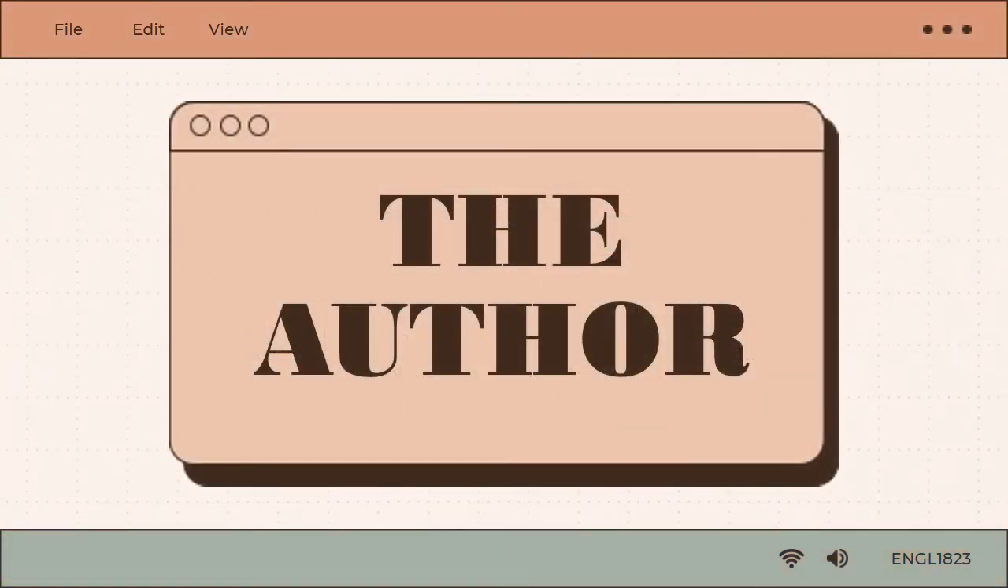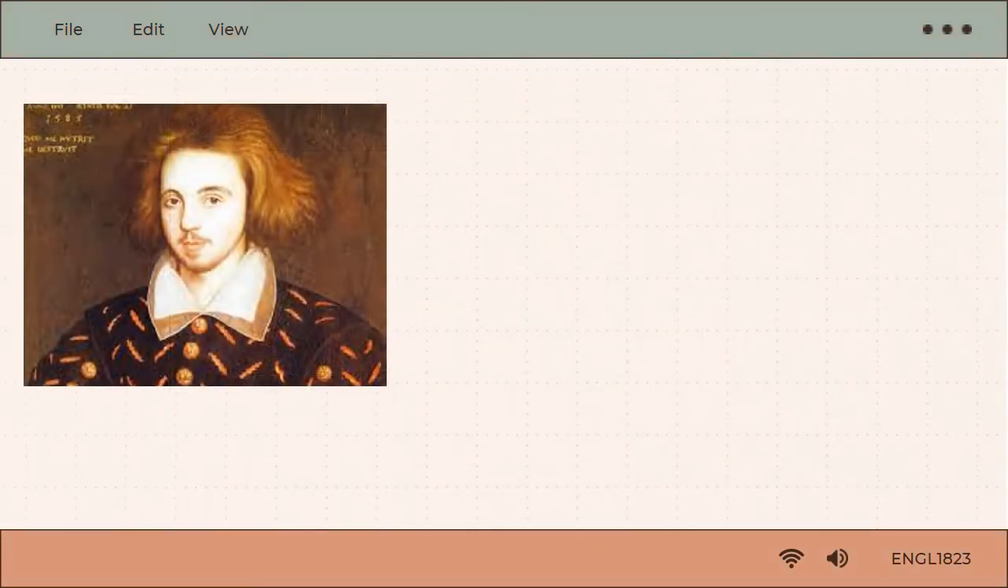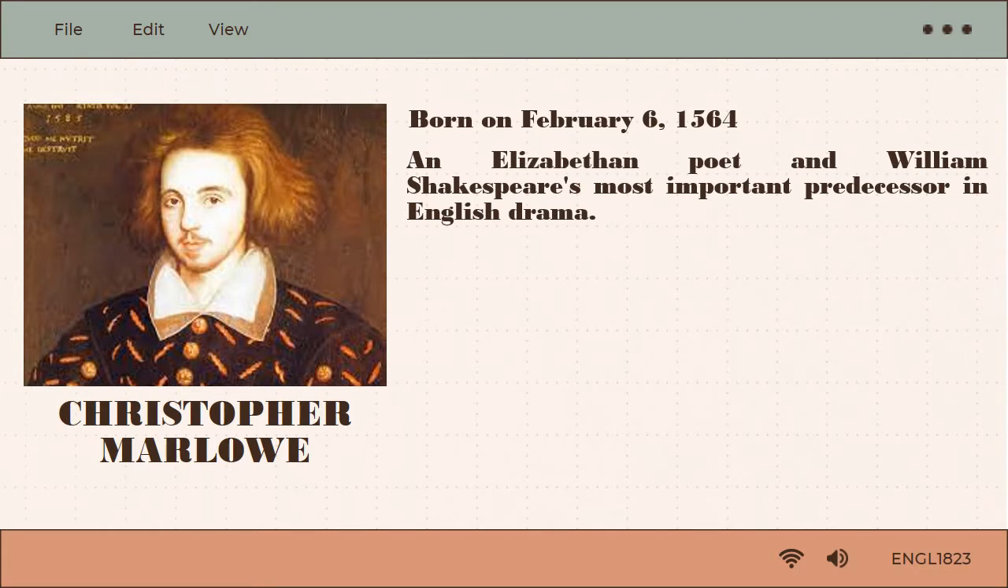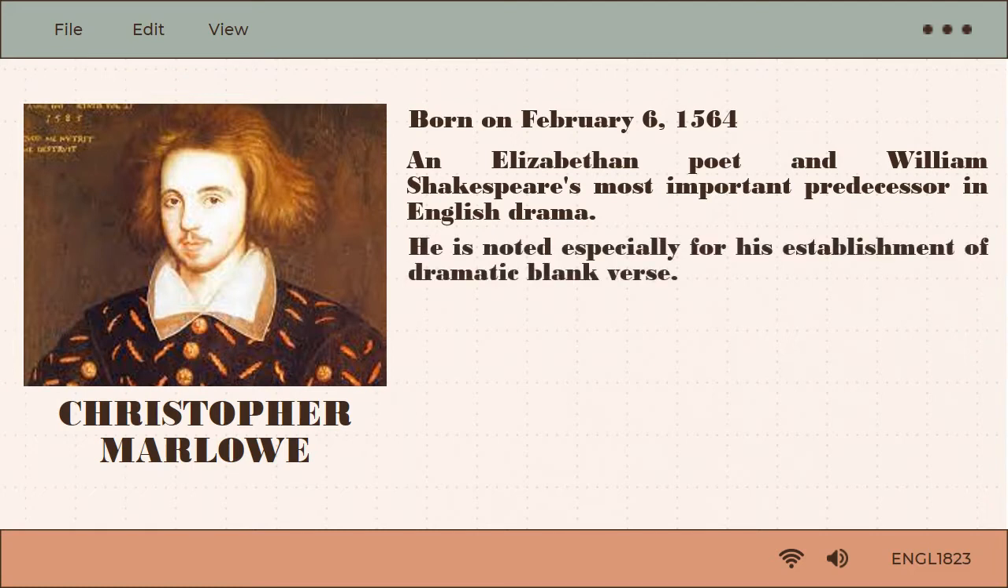Let us first discuss the author of the literary piece, The Passionate Shepherd to His Love. The author is none other than Christopher Marlowe. He was born on February 6, 1564, an Elizabethan poet and William Shakespeare's most important predecessor in English drama. He is noted especially for his establishment of dramatic blank verse.